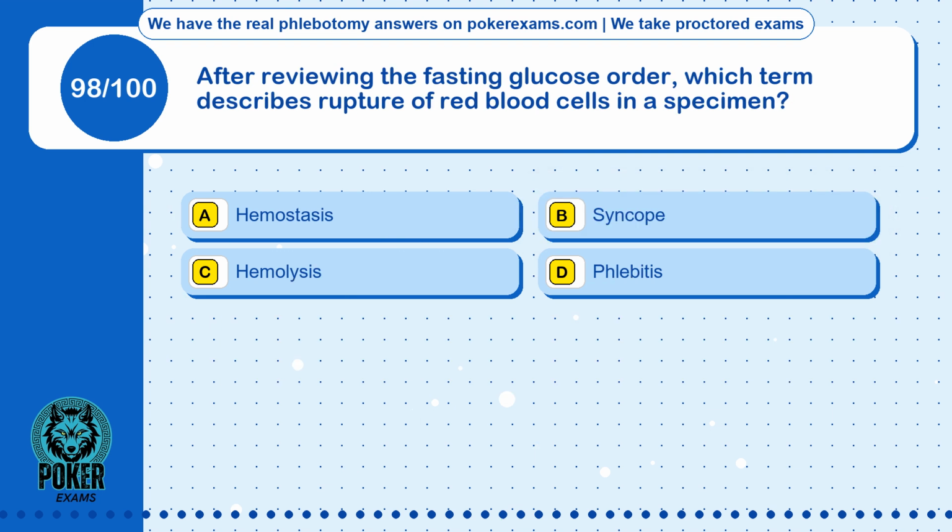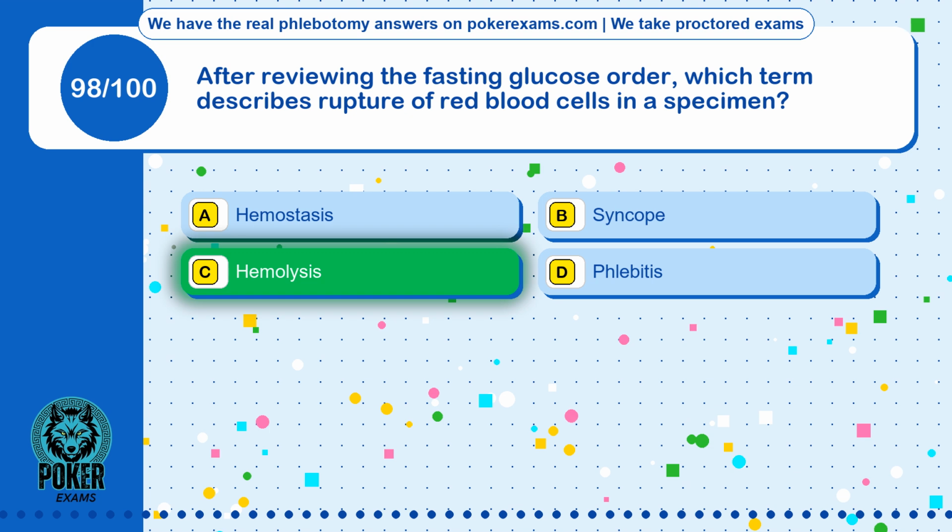Question 98. After reviewing the fasting glucose order, which term describes rupture of red blood cells in a specimen? Option A. Hemostasis. Option B. Syncope. Option C. Hemolysis. Option D. Phlebitis. The correct answer is option C.